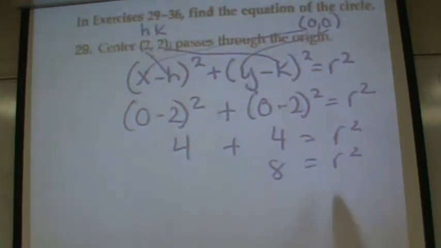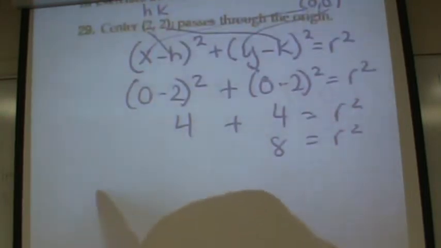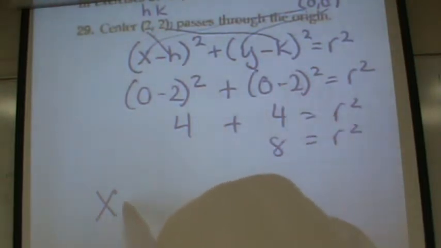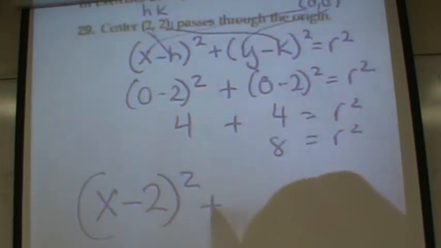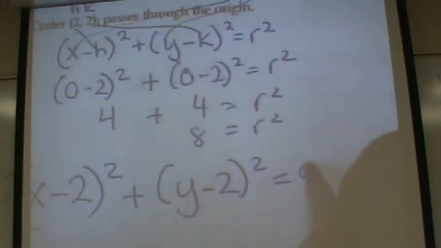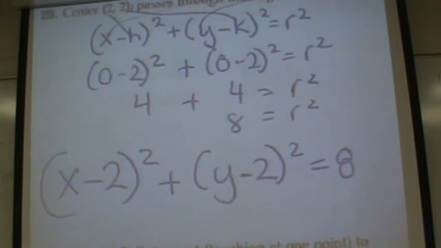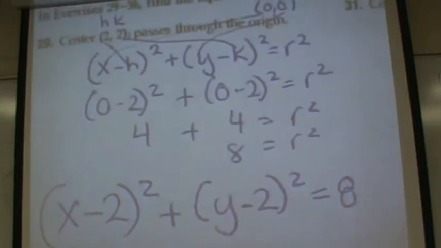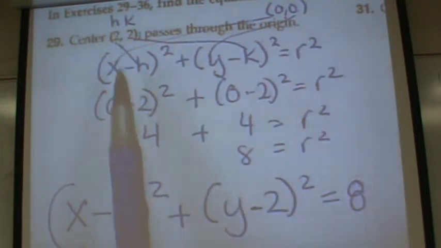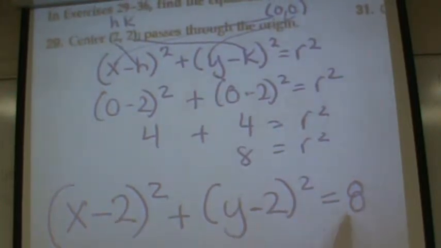So now we have the r squared value. So all we're going to do is go back into this form. You're going to replace h and k and r squared. So the equation, the standard form, would be x minus 2 squared plus y minus 2 squared equals, what are you going to put here? 8. Done. Questions, anyone? So make sure when you go back, you replace: you want an x and a y, you want x and y, you want h and k, and you want r squared.